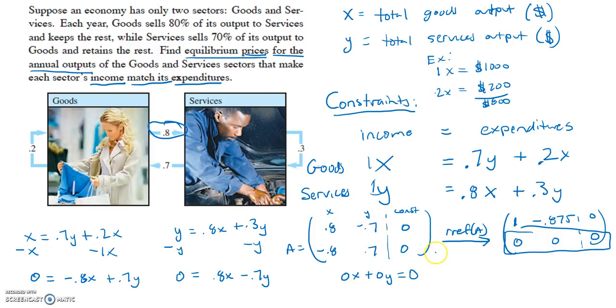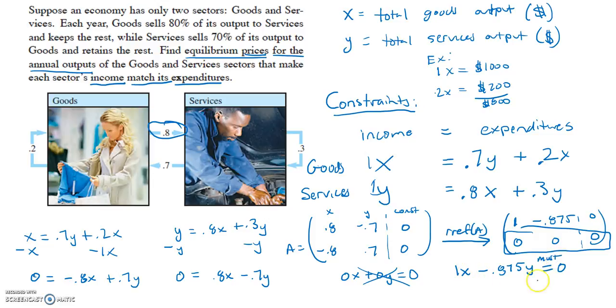Well, this constraint alone means x and y can be any number, because 0 times any quantity plus 0 times any quantity is always 0, no matter what the values of x and y are. So it just turns out that that second row is pretty useless in telling us the solution. Now, this first row reads that 1x minus 0.875y must equal 0.